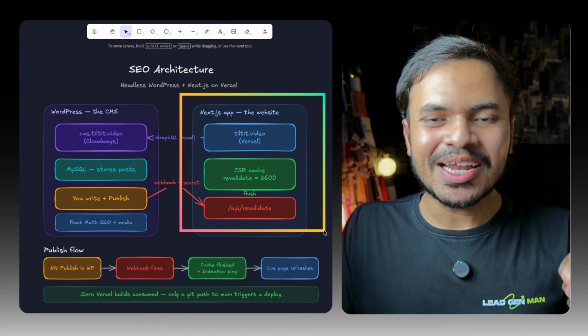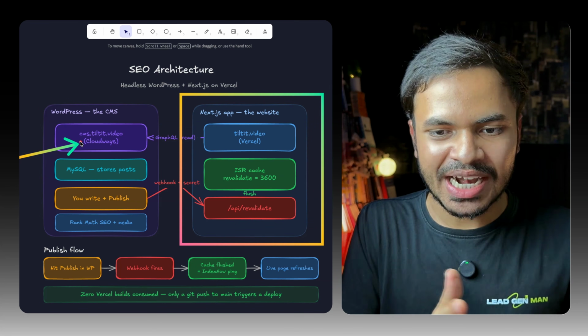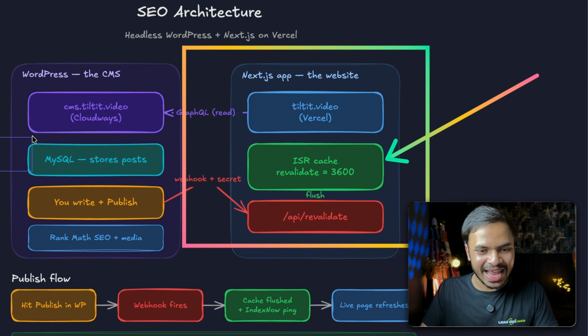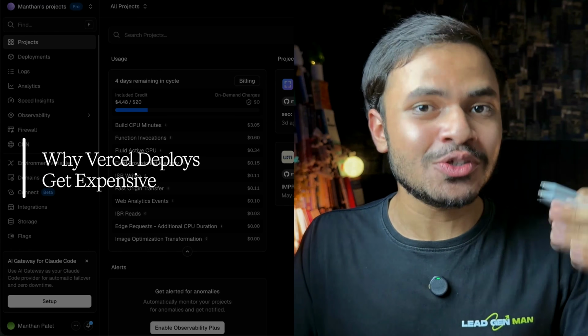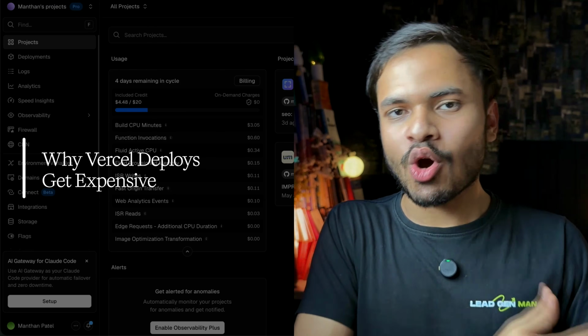Now you might be thinking that Manthan is not smart here because he is using Cloudways to host all of the blog articles, and instead he should be using Vercel to host all the blog articles and save that $5 on a monthly subscription. But let me explain the reason why you shouldn't be doing that, because it will cost you way more than using Cloudways to host all of your blog articles.